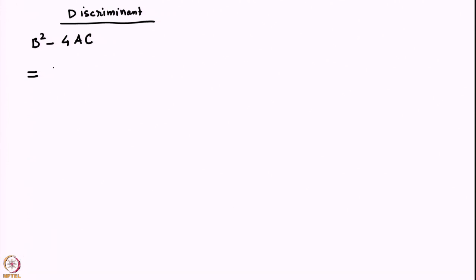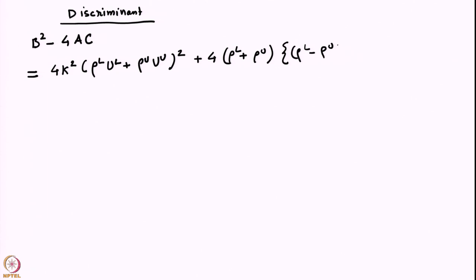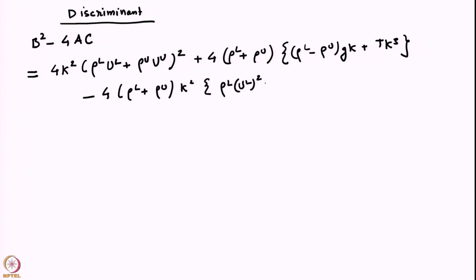If we do that, then this is (rho l u l plus rho u u u) whole square plus 4 (rho l plus rho u)(rho l minus rho u) g k plus T k cube minus 4 (rho l plus rho u) k square rho l u l square rho u square. That is the expression for b square minus 4ac. We can simplify this a little bit. You can open up the brackets and cancel out some of the terms. If you do that, then your final expression will reduce to this.